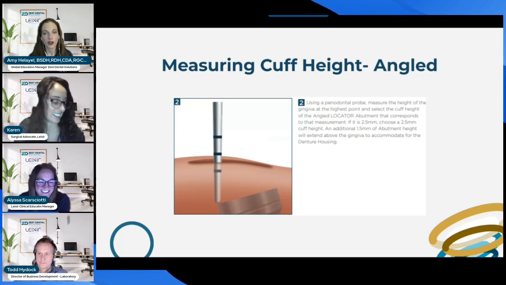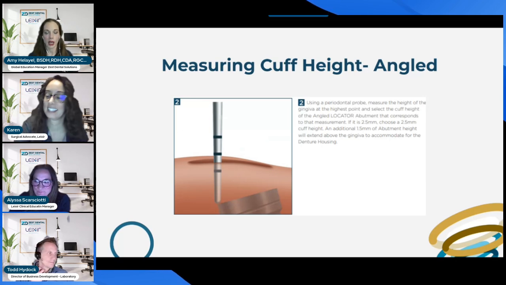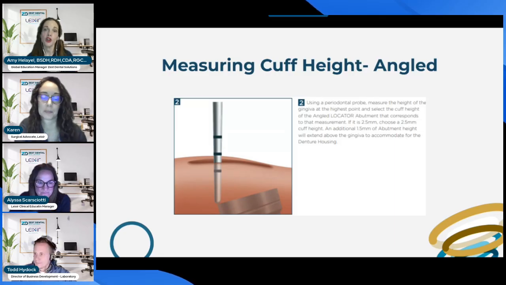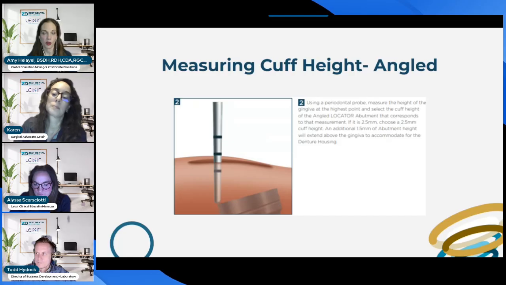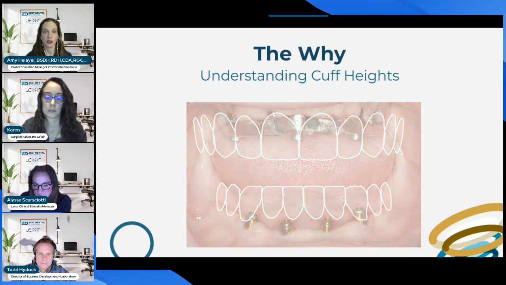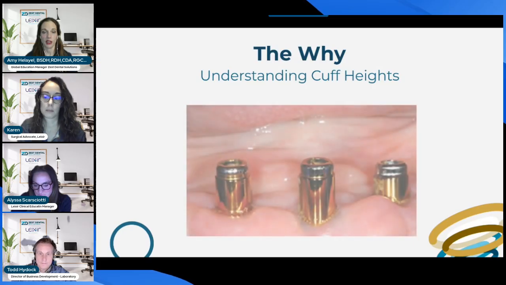So with locator angled, you're compensating for that tipping of the implant, so you will measure the deepest point of your cuff height for your locator angled. The locator angled does come in half sizes, or half increments, as far as the heights.